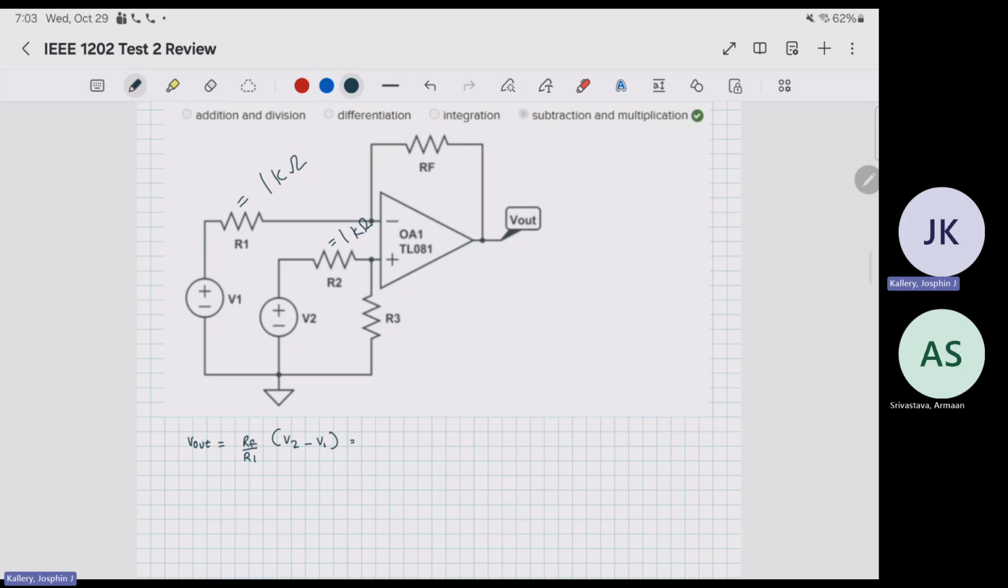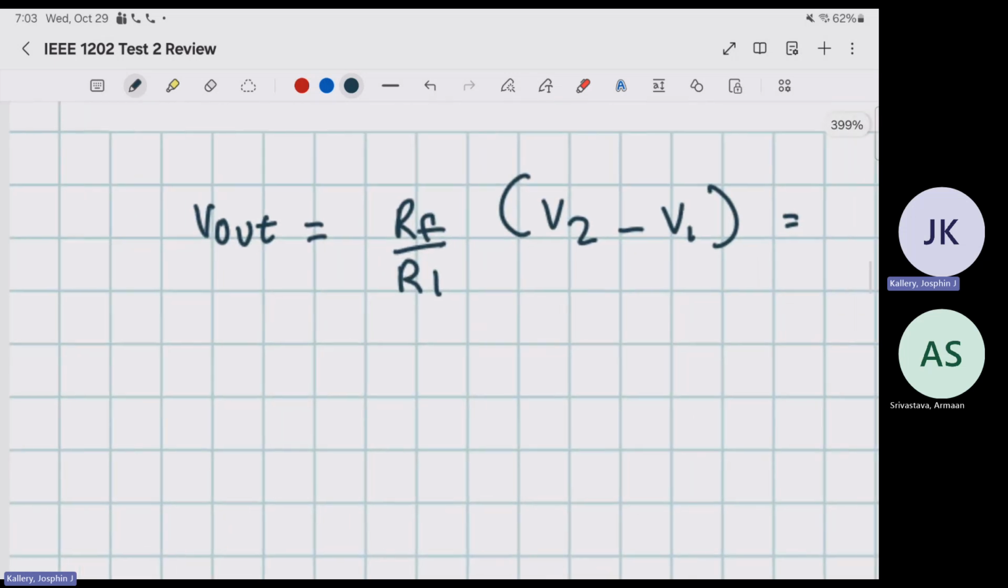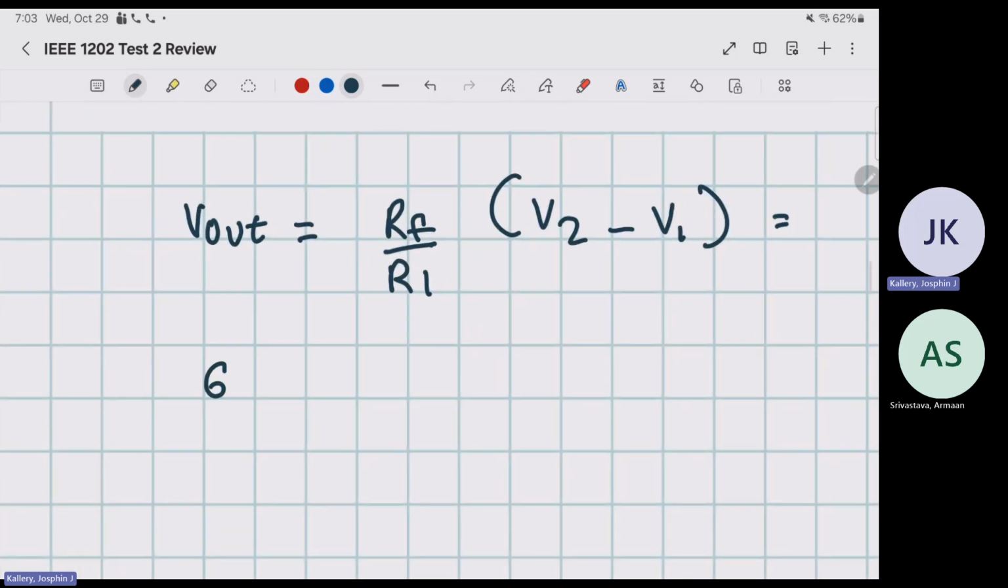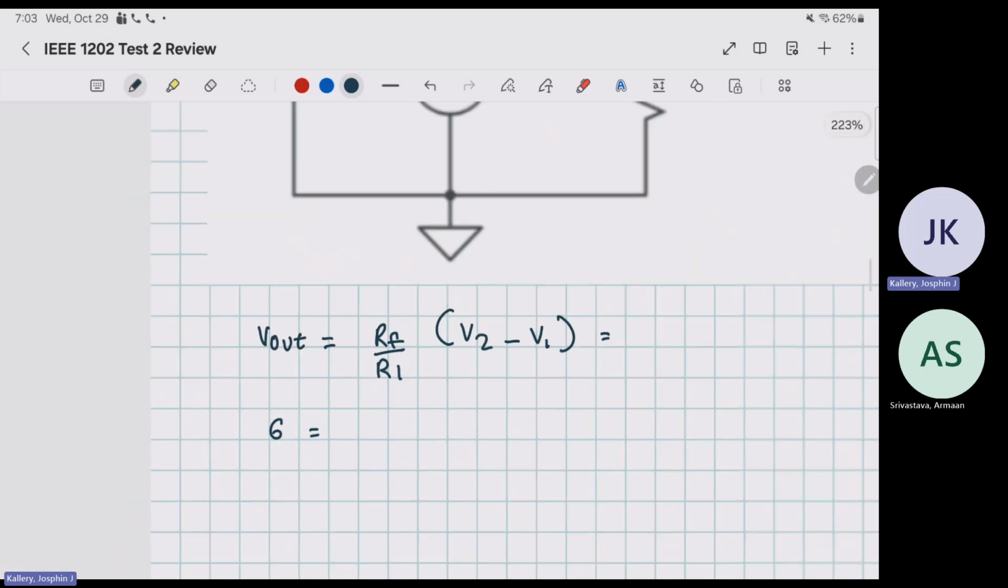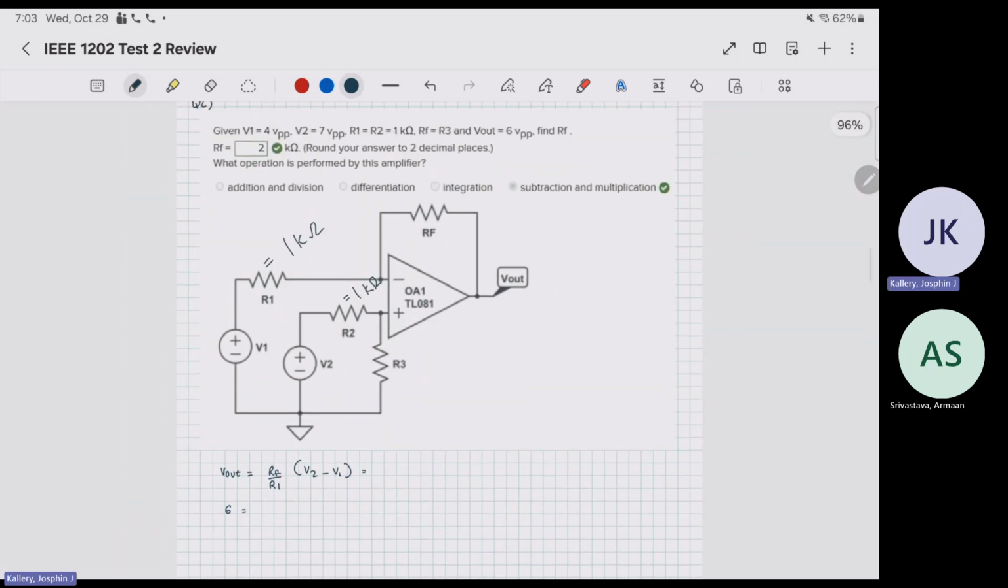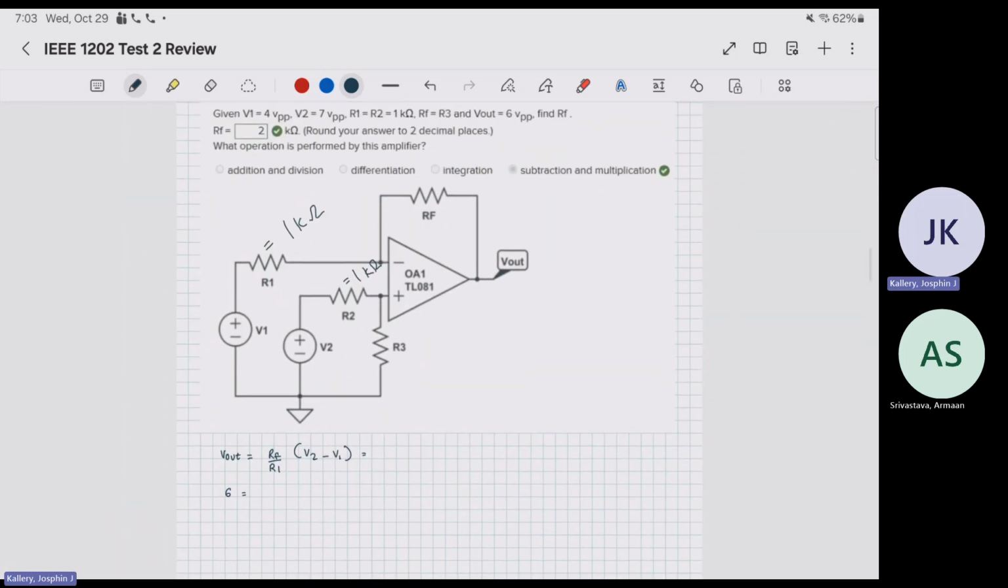We were given Vout as 6, and RF is what we are finding. R1 is 1 kilo ohms. And our V2 and V1 are 7 volts minus 4 volts. So it's pretty simple. You can solve for RF, and that gives you 2 kilo ohms.